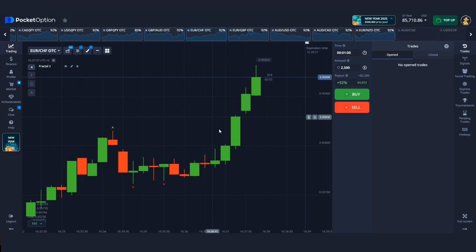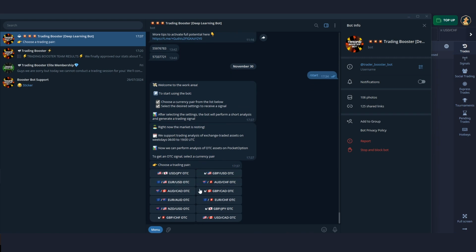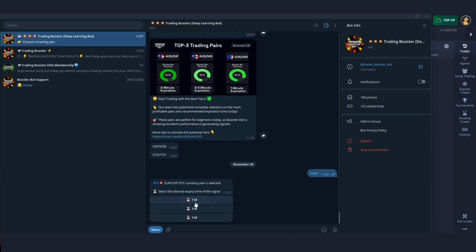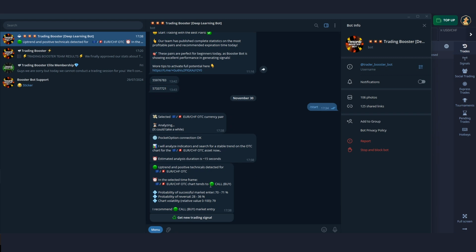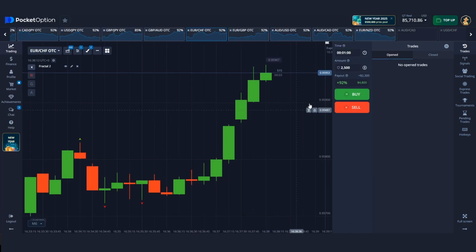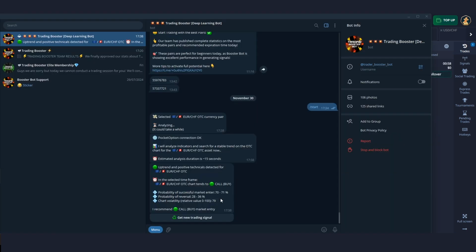The Euro-Swiss franc is turning on a new pattern, so I will ask BoosterBot where the price will go on the Euro-Swiss franc. I pick a 1 minute trade and I get a buy signal with a success percentage of 70 to 71. And I open my buy trade right from there.